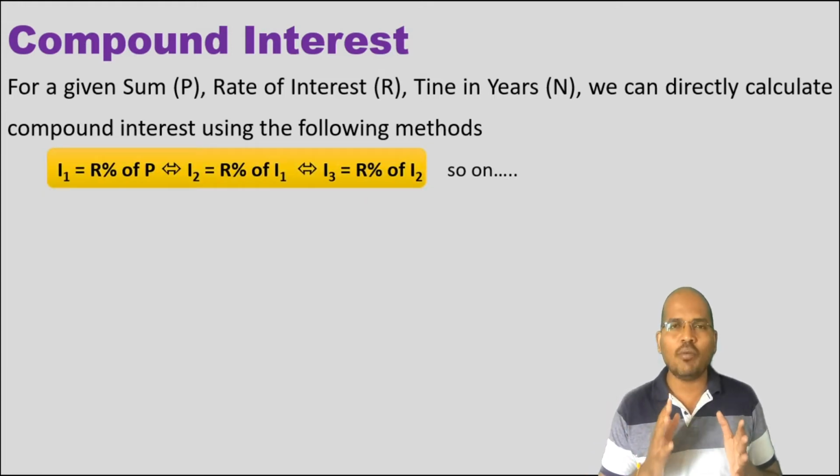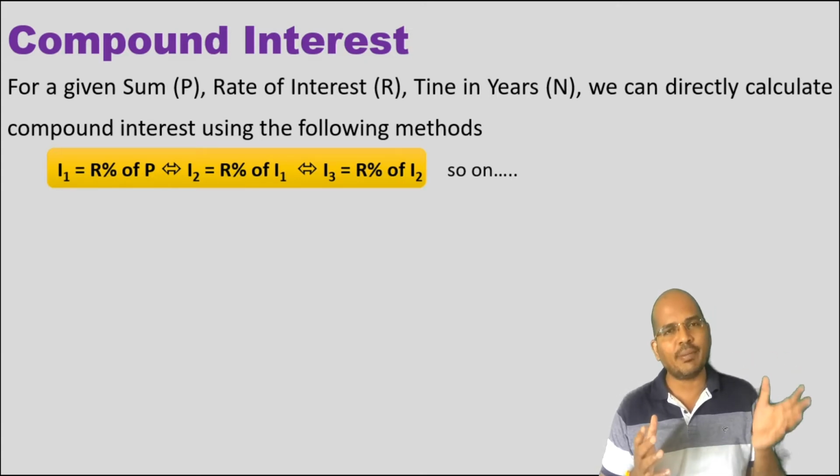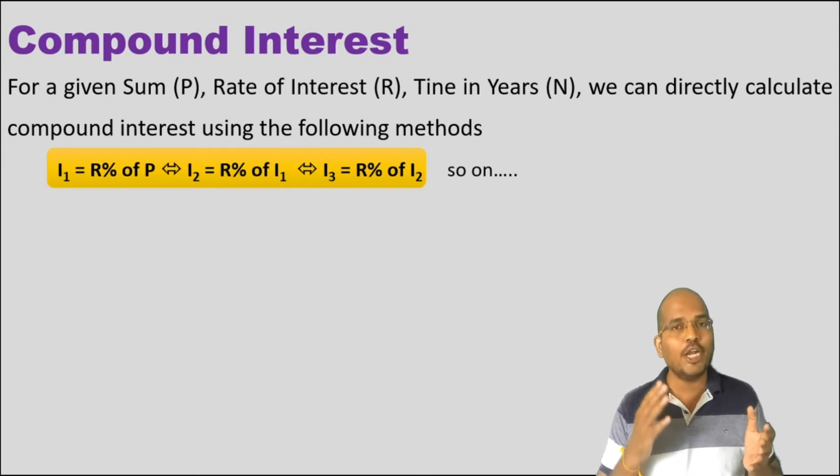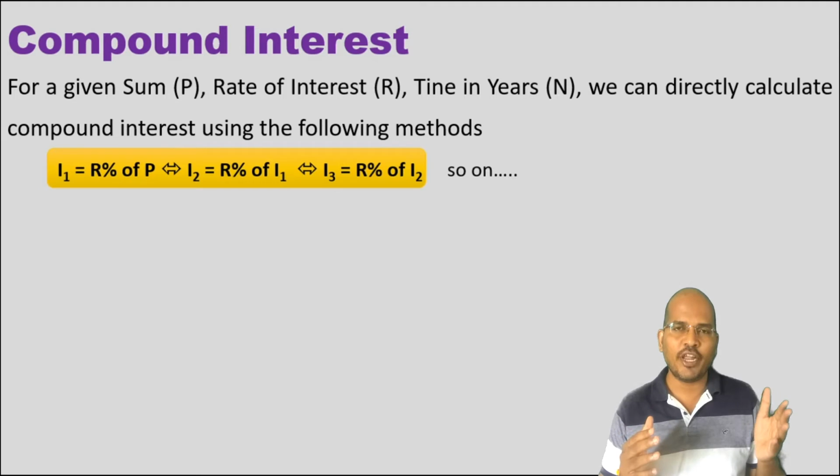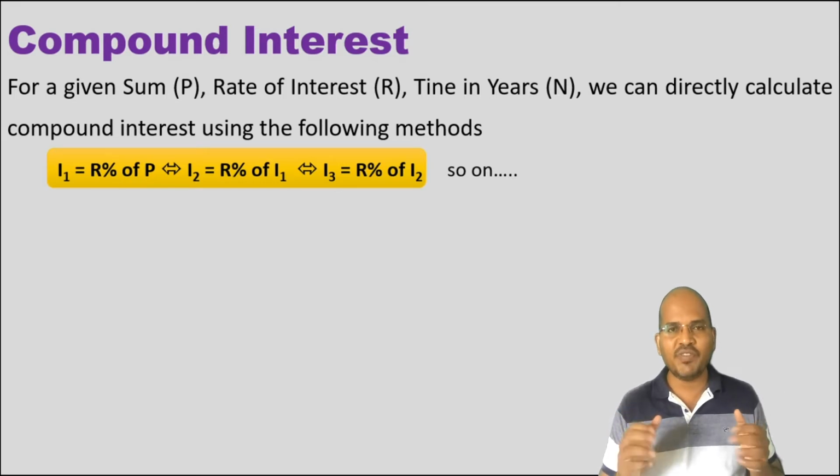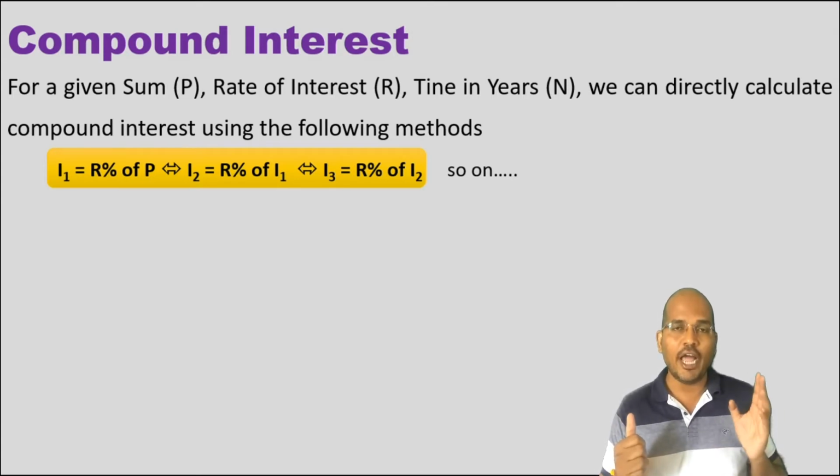As we know that in compound interest, we calculate interest on the previous interest. I gave you a method. For the first year, I1 is R percent of P. And then I2 is R percent of I1 and I3 is R percent of I2 and so on. So the first step is we calculate the interest first, that is I1, I2, I3, I4.